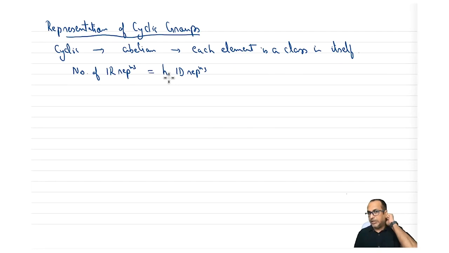So that is the, where H is the order of the group, right? So that is clear. So now let's take an example of why this thing, the great orthogonality theorem, cannot be used to fill up a cyclic group.